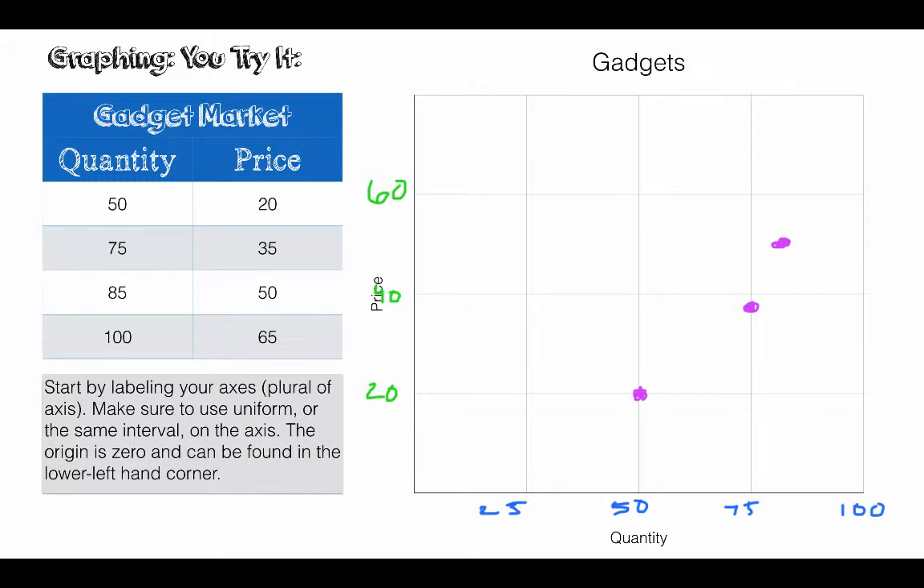And then the last number is the price of 65, which is going to be slightly above, and it's going to be on that last line there. So now that we have that in place, what I can do is trace the distances between these two. And what I've done is now I have successfully graphed for this assignment. And that's what you guys will be doing today.